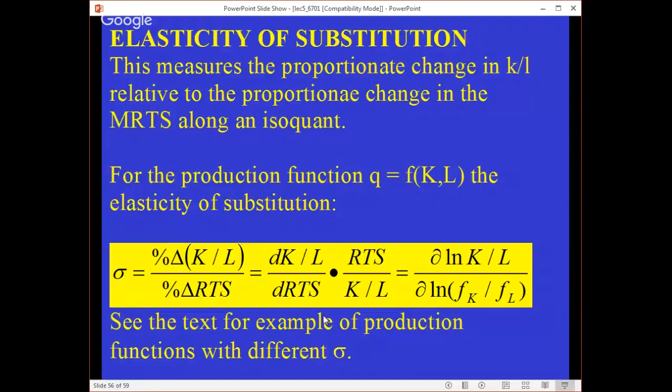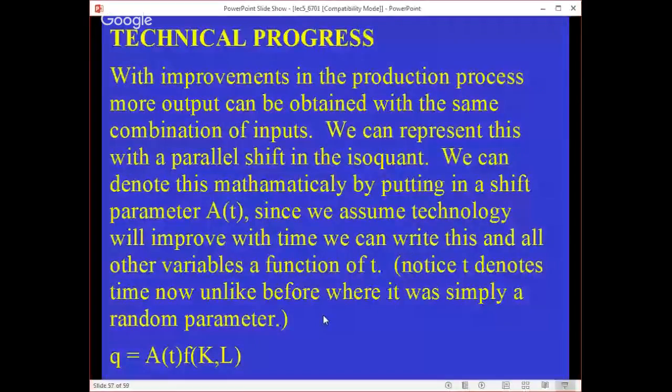Technical progress. I'm just going to talk about this very trivially, and then we're done with the lecture for today. With improvements in the production process, more output can be obtained with the same combinations of inputs. I can represent this with the parallel shift in the isoquant. I can denote this mathematically by putting a shift in the parameter A of t. That's a shift parameter. And that denotes technology over time, or maybe learning over time.